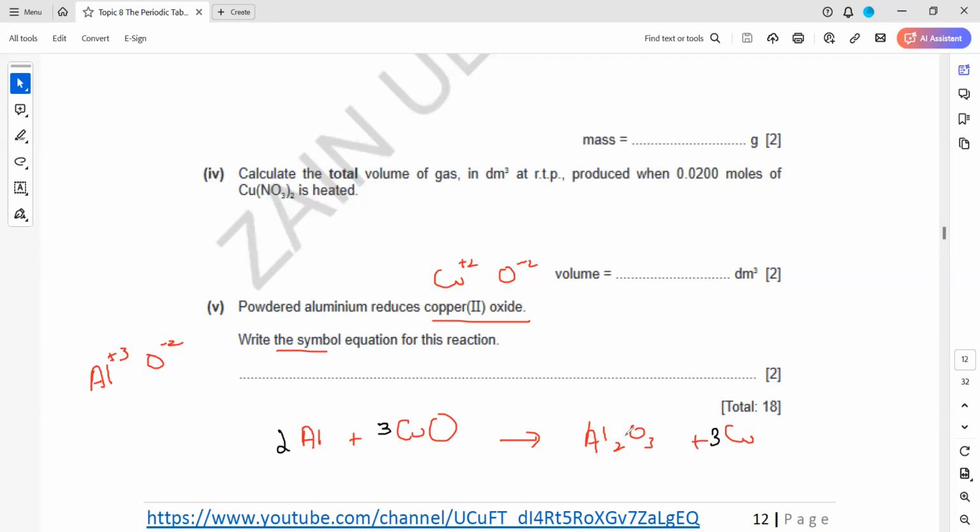Whenever you write a chemical symbol equation, the first thing is to write the correct reactants and products, and the second thing is the balancing. For a combustion equation, the order should be carbon, hydrogen, and oxygen. But for other equations, like an acid reaction or displacement reaction, it should be oxygen, hydrogen, and any other element. Is this clear?